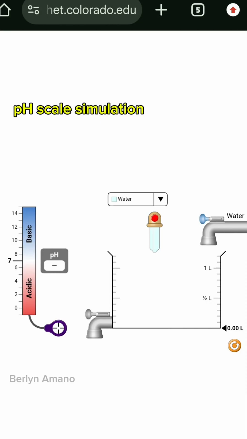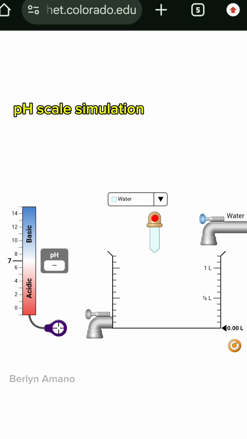Hello, everyone. So we are here to discuss the pH scale through a simulation. And before we begin, let us first understand what pH is. pH means potential of hydrogen. So we are measuring the power of hydrogen, or how many hydrogen ions are in the concentration.